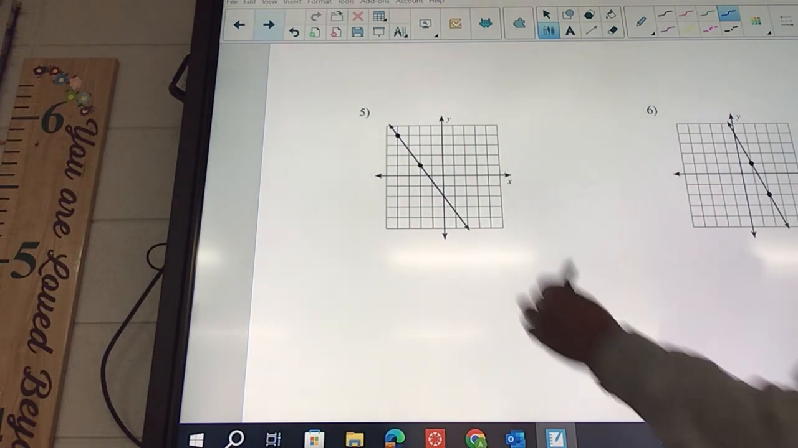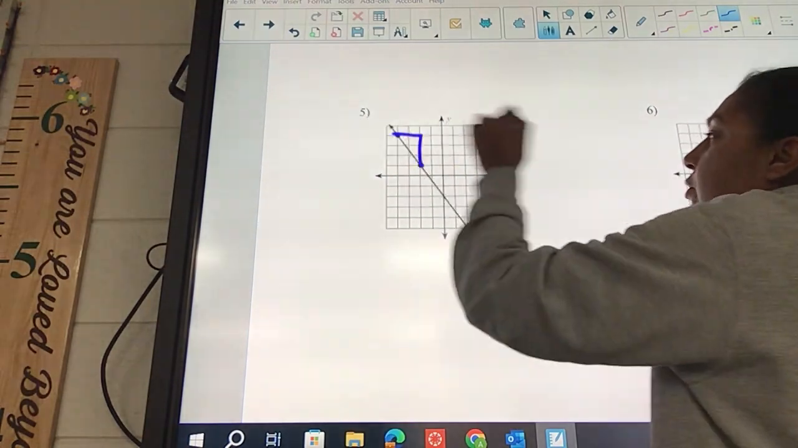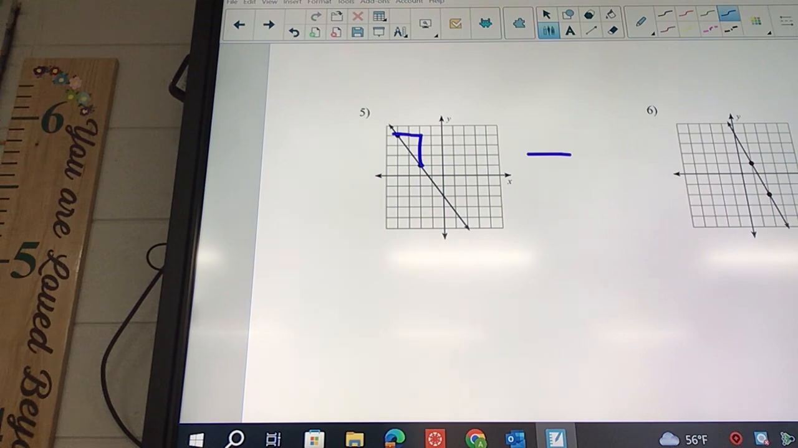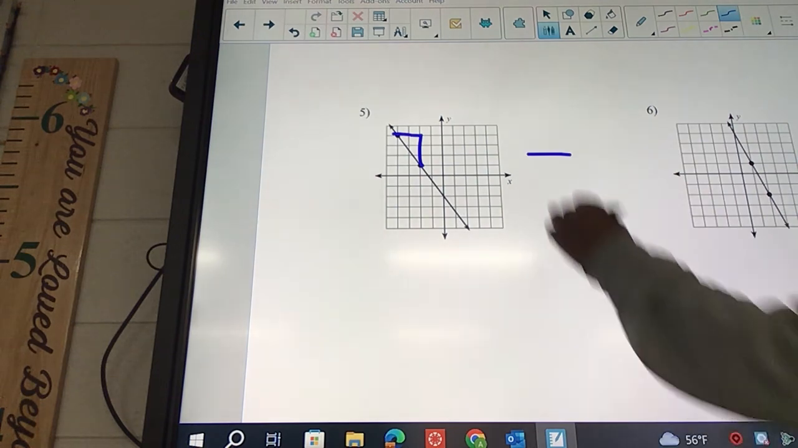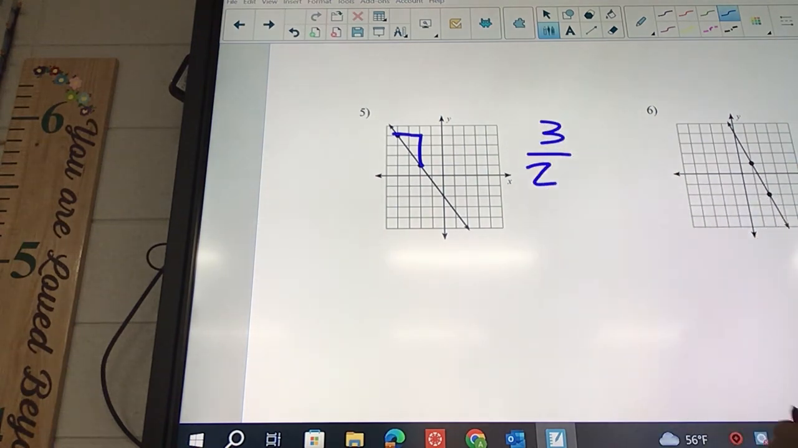Okay, number 5. How much did we rise? How much did you run? 3 and 2. It was 3 and 2. Okay, is that a positive line or a negative line? That is a negative line.